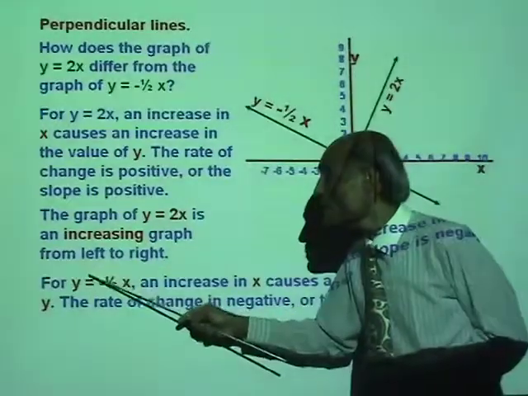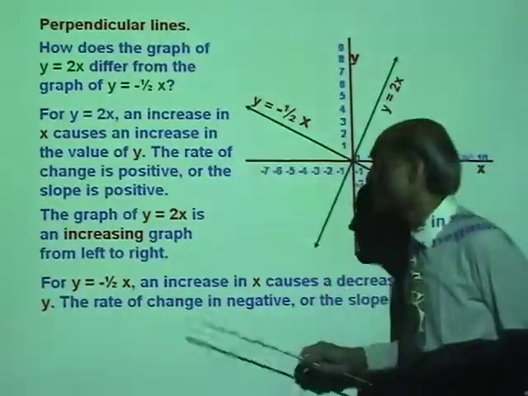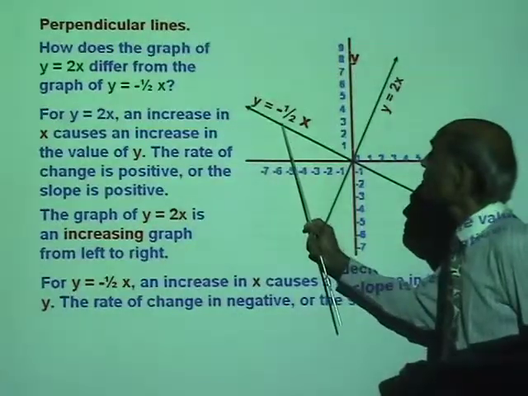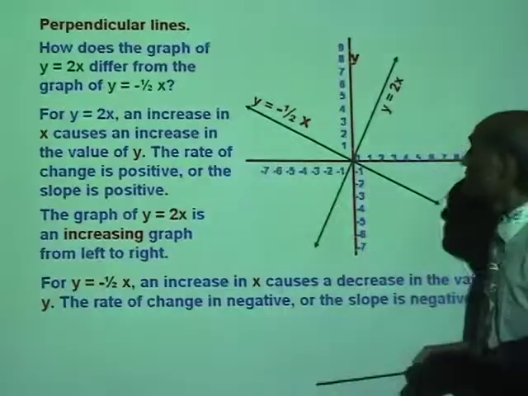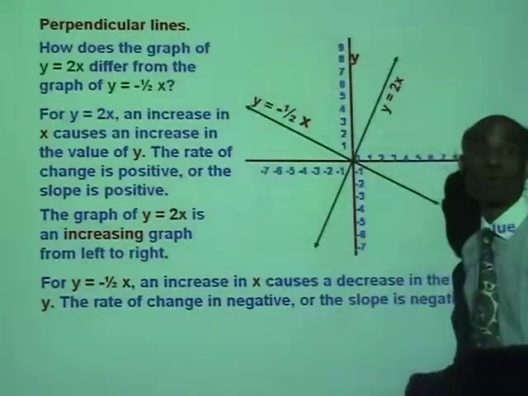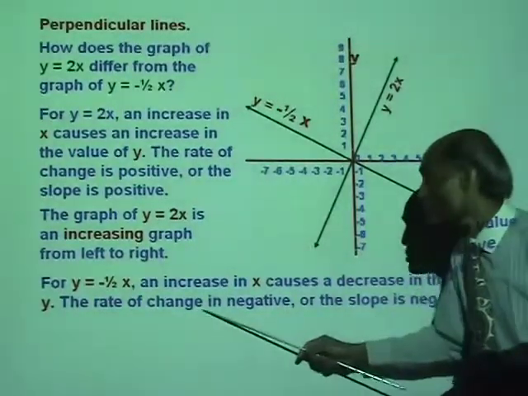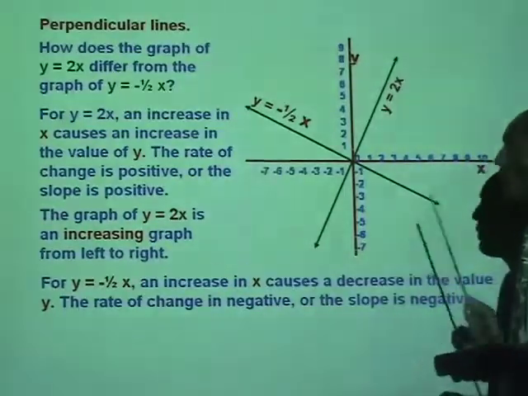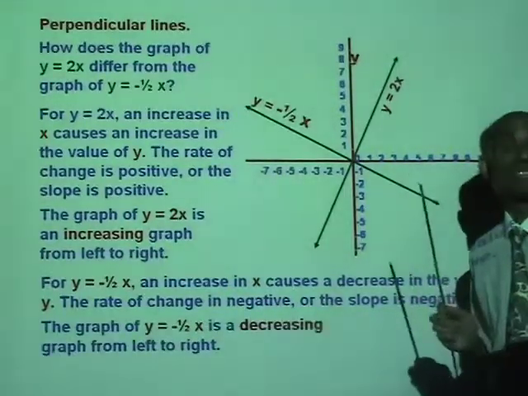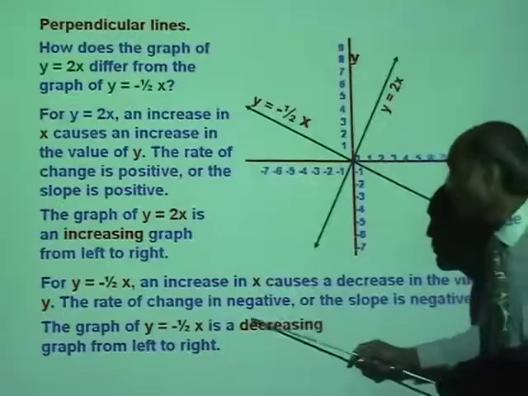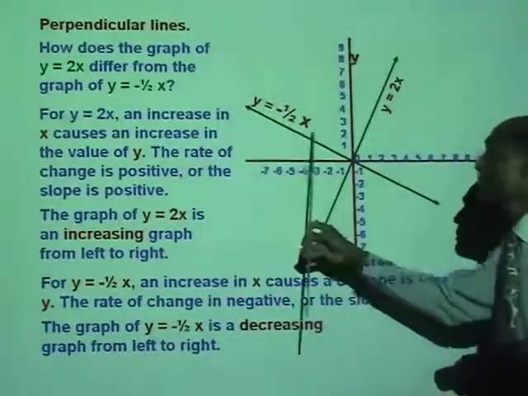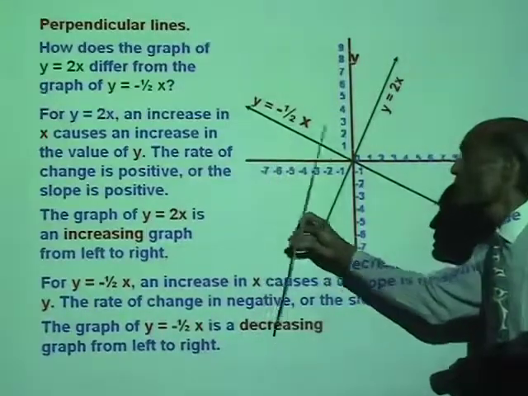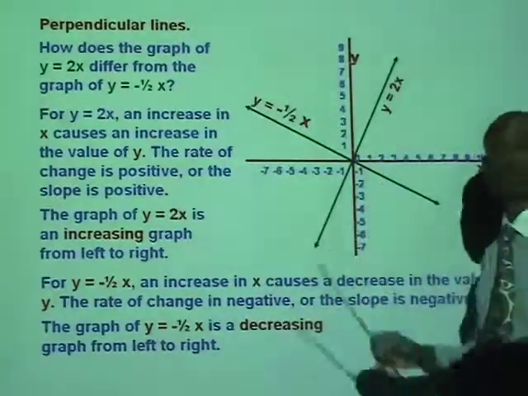Whereas for y equal to negative 1/2 x, an increase in the value of x will result in a decrease in the value of y. The rate of change is negative, or we say the slope is negative. Therefore, this is a decreasing graph. You see, as x increases, the output will decrease.